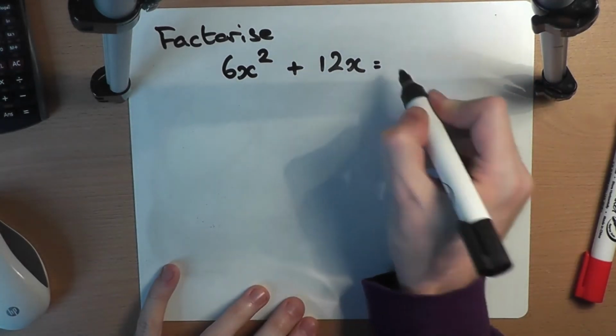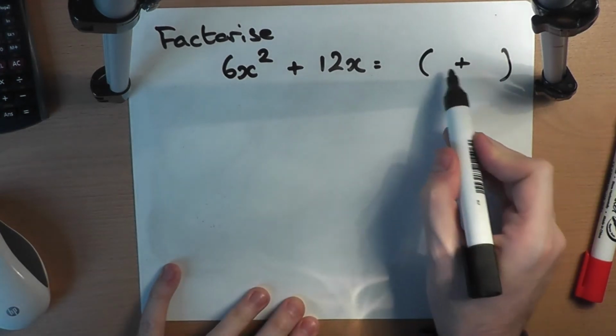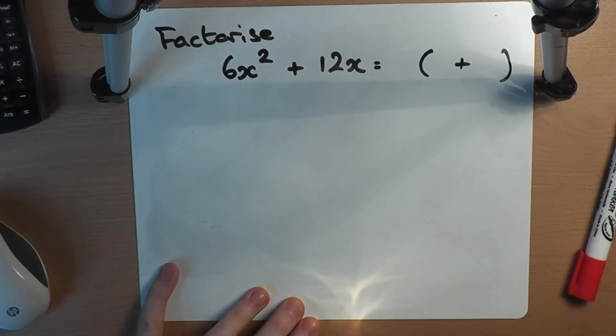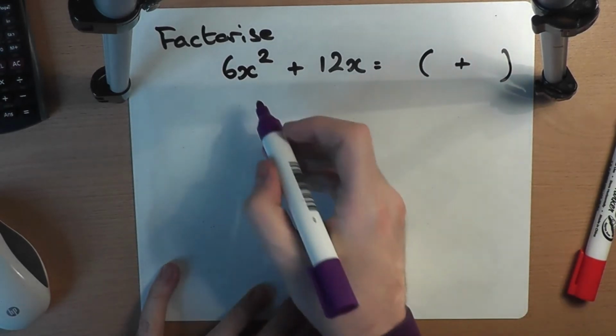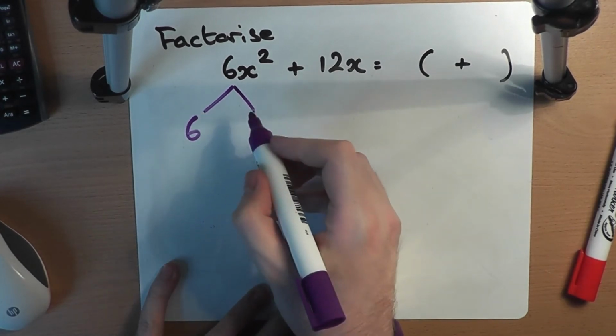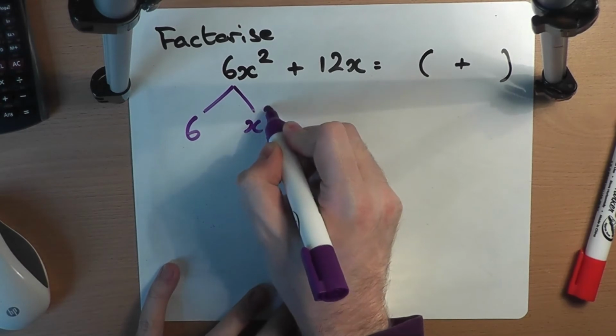We could still set up our blank brackets. We're going to have blank brackets and a plus in the middle. We've got a space for something here, space for something here, and space for something outside. We're going to deal with each term one at a time, and we're going to split them up into, first of all, numbers and letters. So for this first one, the 6x squared, we're going to ignore the 12x for the minute. Split it first into 6 and x squared.